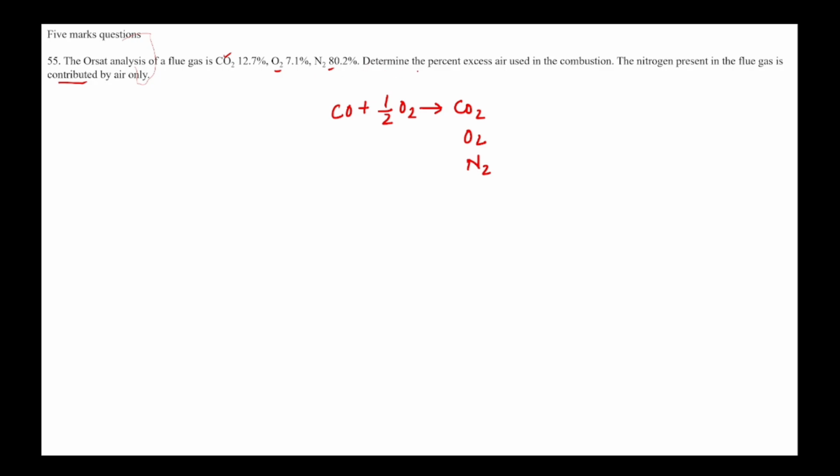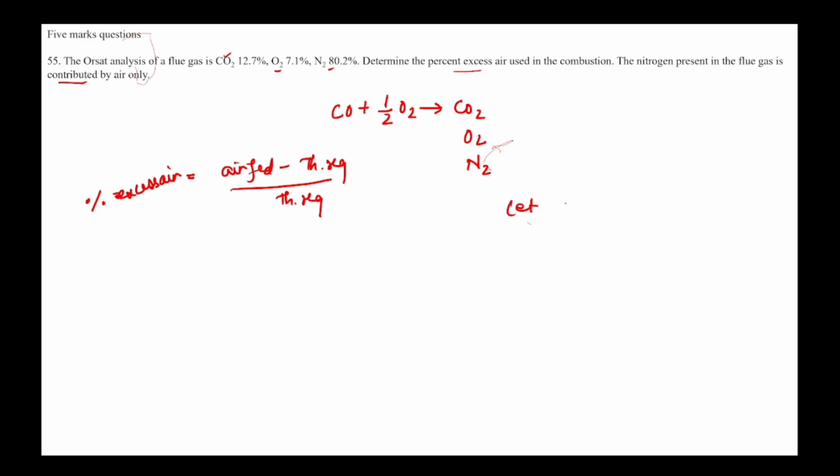Determine the percentage excess air used. So the very first thing we need to find is the percentage excess air. The formula is air fed minus theoretically required, divided by theoretically required. Since there is no CO in the end product, these three are the only major components. N2 is here.